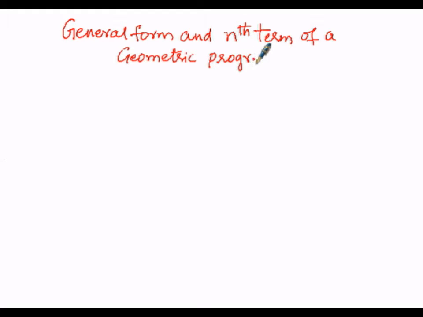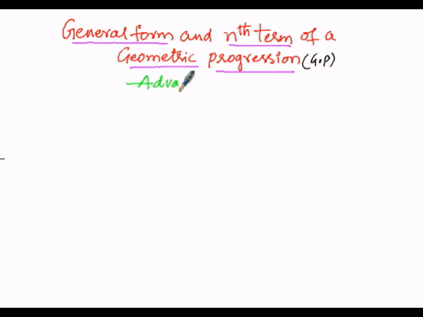So, geometric progression. We are going to frame the general form of a geometric progression as well as the nth term of the GP, that is geometric progression. Generally it is denoted by GP. We are going to discuss these two topics under advanced level.